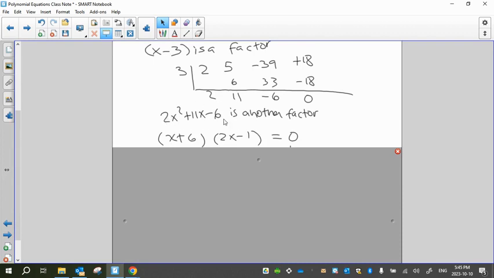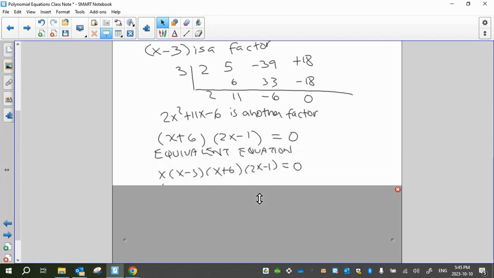We're going to factor it yet one more time to fully factor our equation that was quartic. And these factors are x plus 6 and 2x minus 1 equals 0. Keep in mind that we're not showing the factorization, but you can review it, you can verify it. And if you have difficulty with factorization, please see me to clarify it at some point.